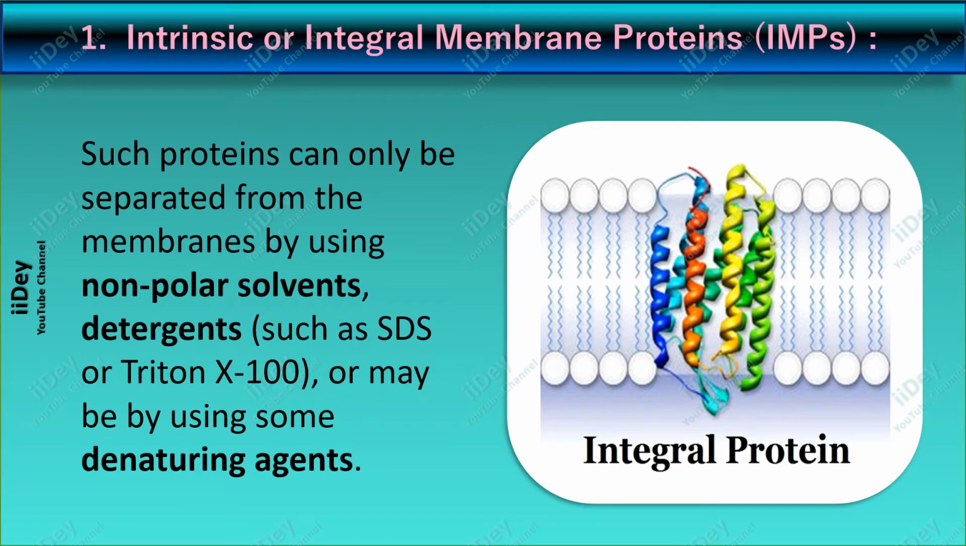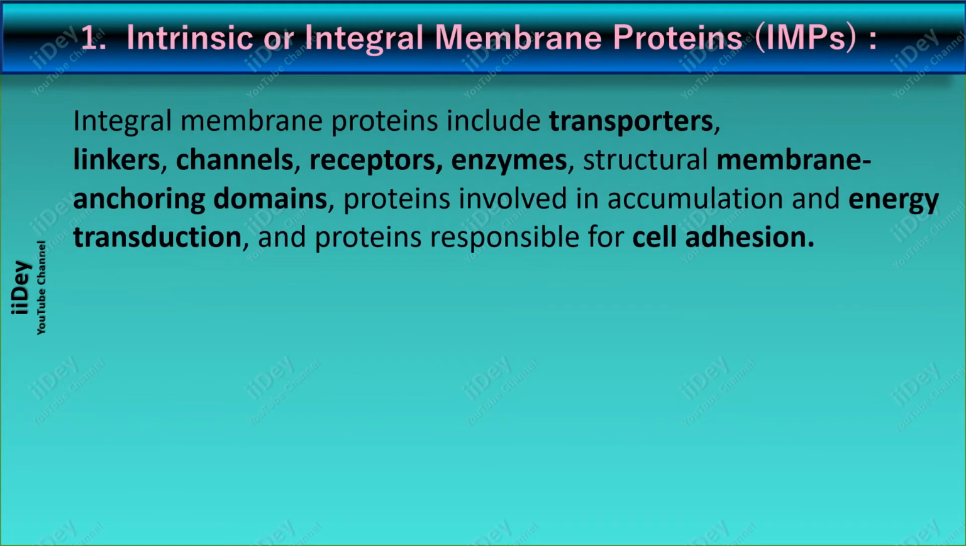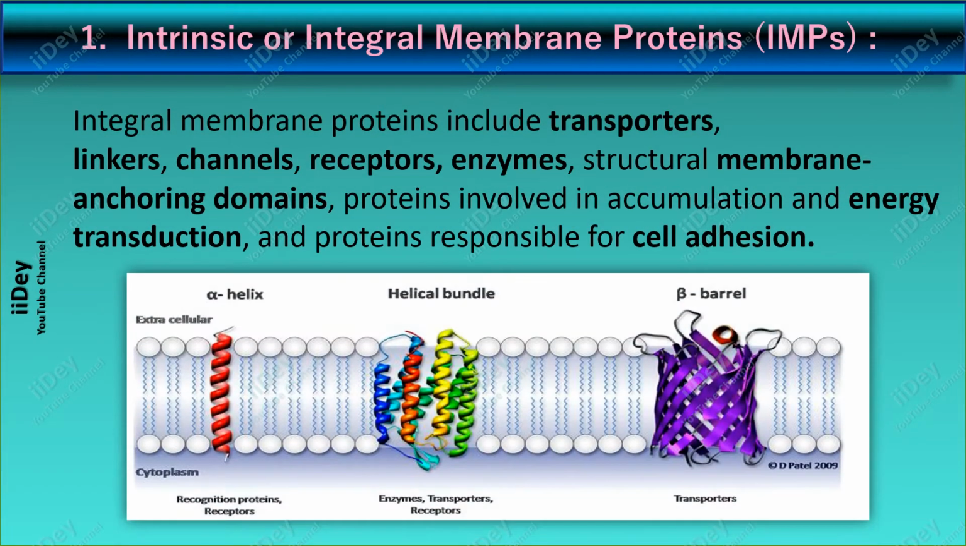Such proteins can only be separated from the membranes by using non-polar solvents, detergents such as SDS or Triton X100, or maybe by using some denaturing agents. Integral membrane proteins include transporters, linkers, channels, receptors, enzymes, structural membrane anchoring domains, proteins involved in accumulation and energy transduction, and proteins responsible for cell adhesion.